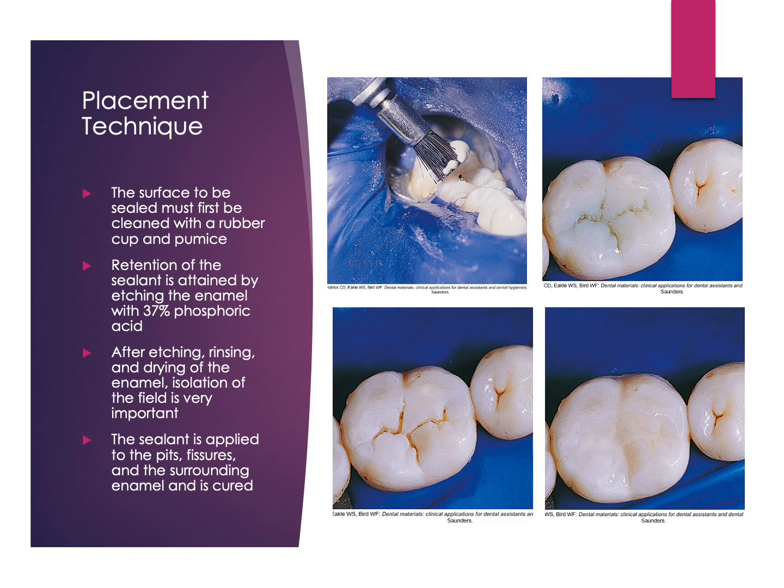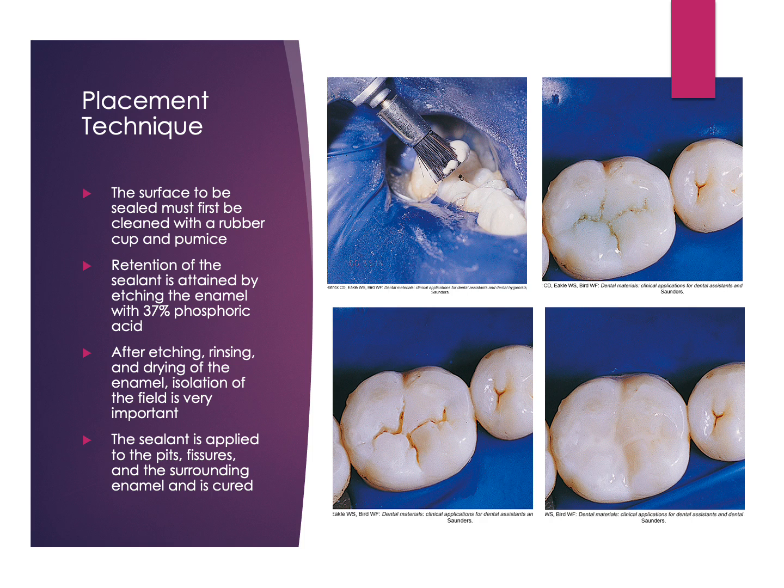After etching, you will rinse and dry the enamel and then isolate the teeth. You can isolate using cotton rolls and dry angles. Then you'll apply the sealant material into the pits and fissures and surrounding enamel. Then you will either let it self-cure or cure it with a curing light.